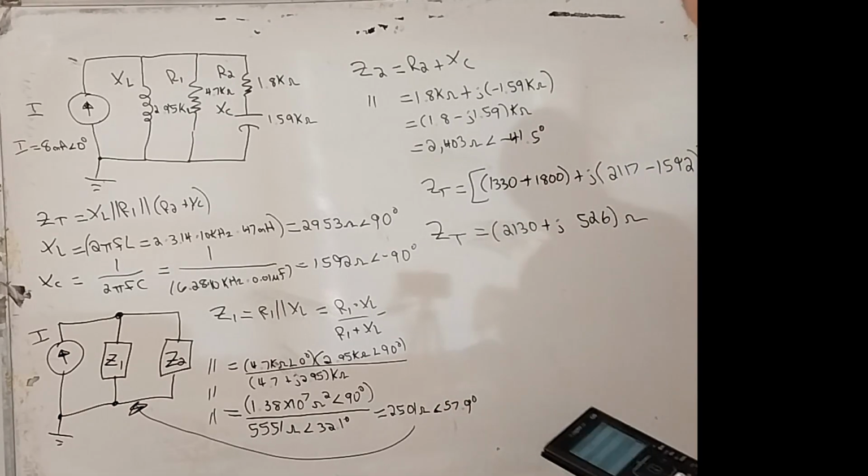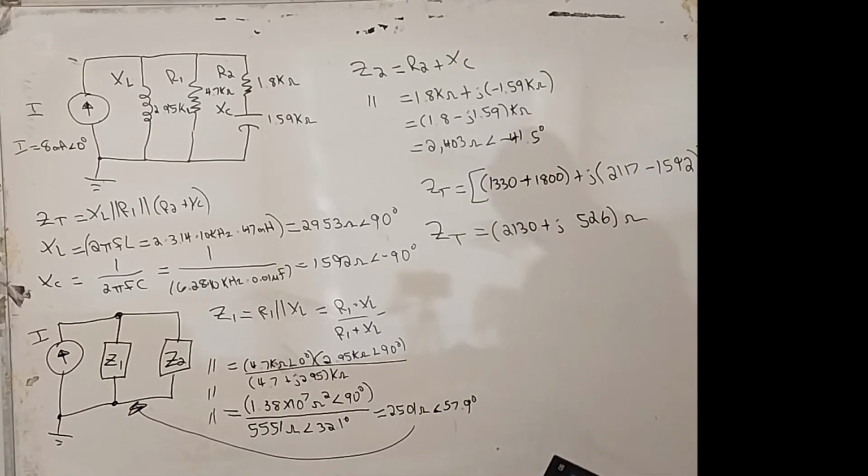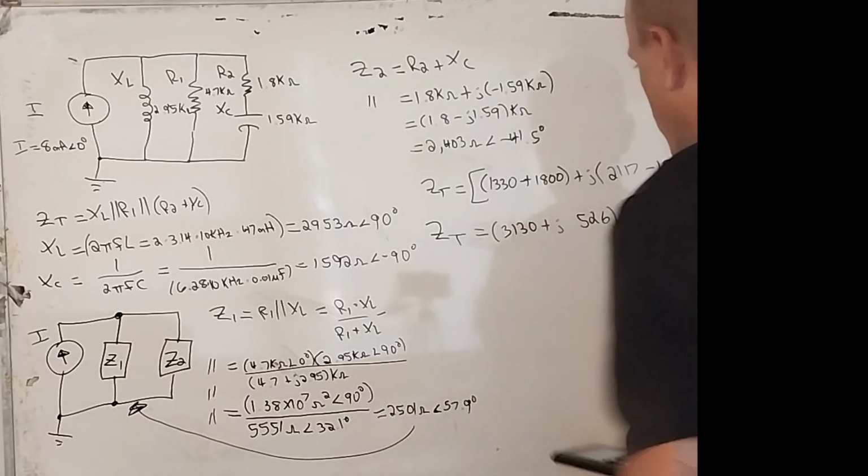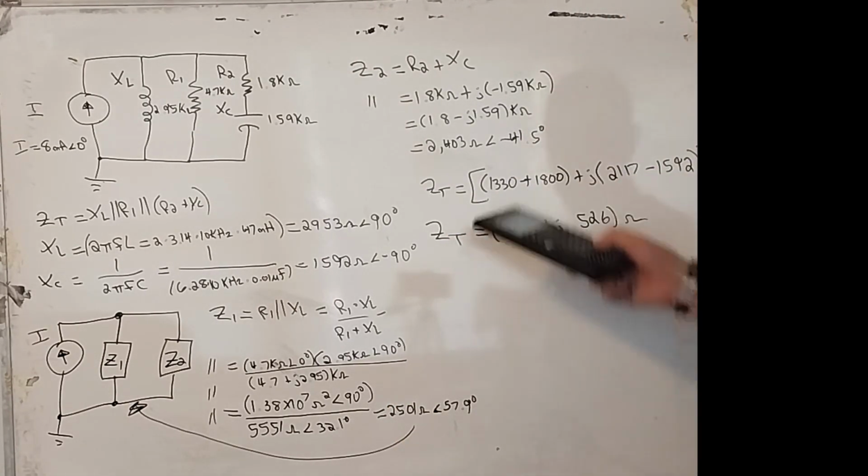All right, so let's do the square root of that. After I add 1800 to that value, there we go. Oh, that was actually 3130. Forgot, that's 2800, and then that, yeah.